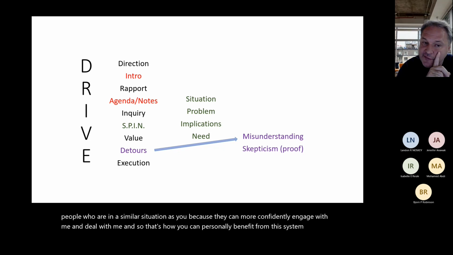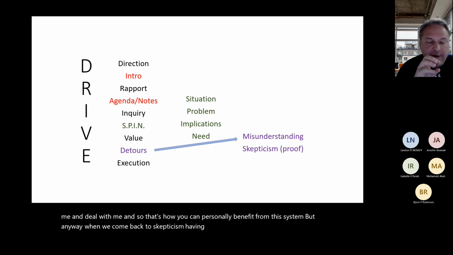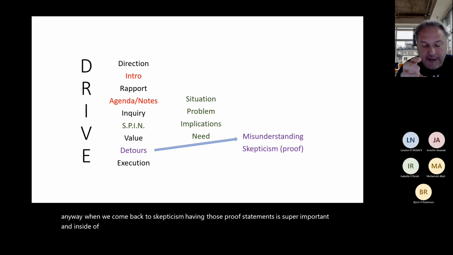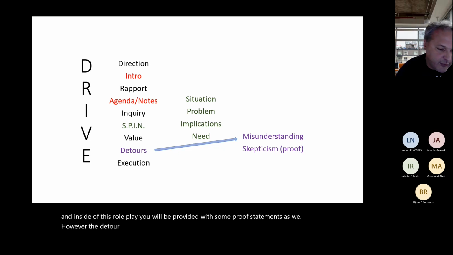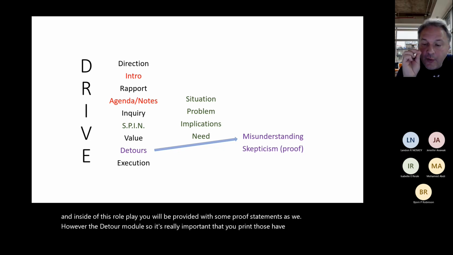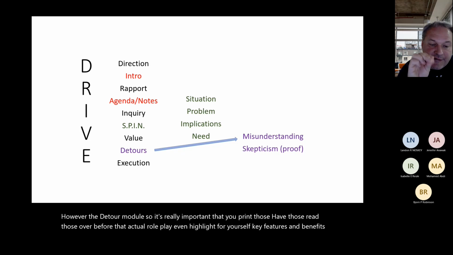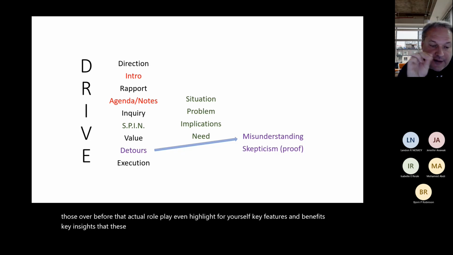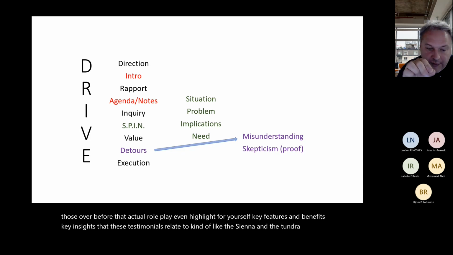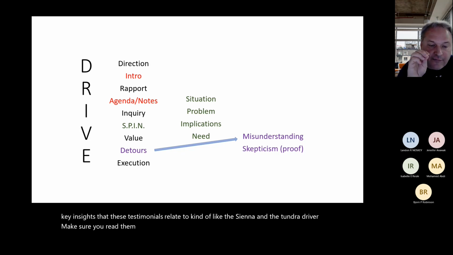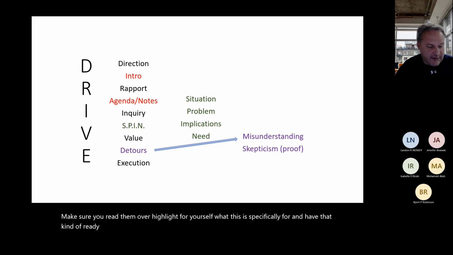But anyway, when we come back to skepticism, having those proof statements is super important. And inside of this role play, you will be provided with some proof statements as we cover the Detour module. So it's really important that you print those, have those, read those over before that actual role play, even highlight for yourself key features and benefits, key insights that these testimonials relate to, kind of like the Sienna and the Tundra driver. Make sure you read them over, highlight for yourself what this is specifically for, and have that kind of ready to go when we cover the Detours module.